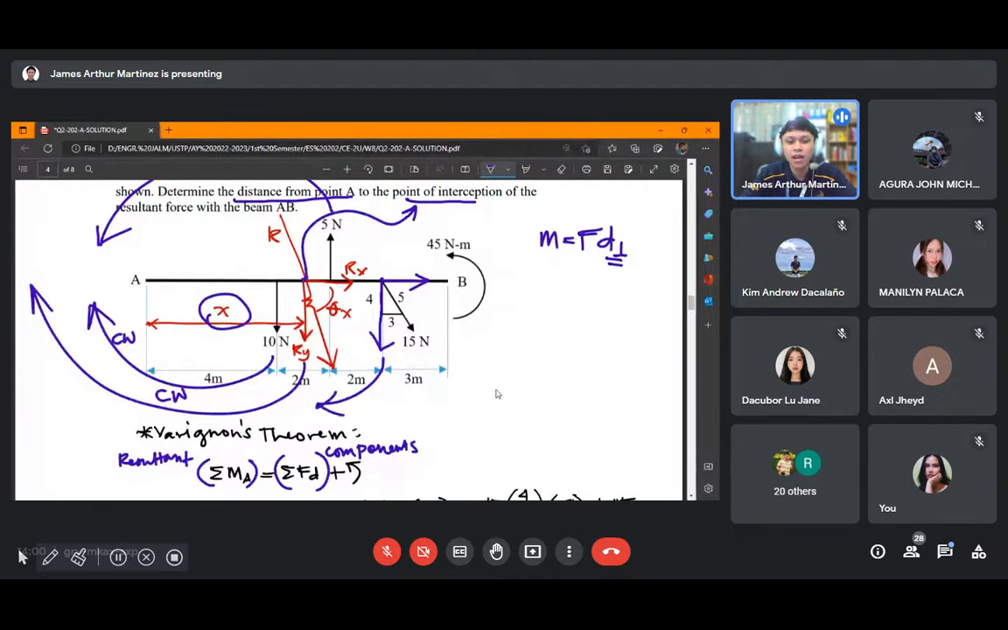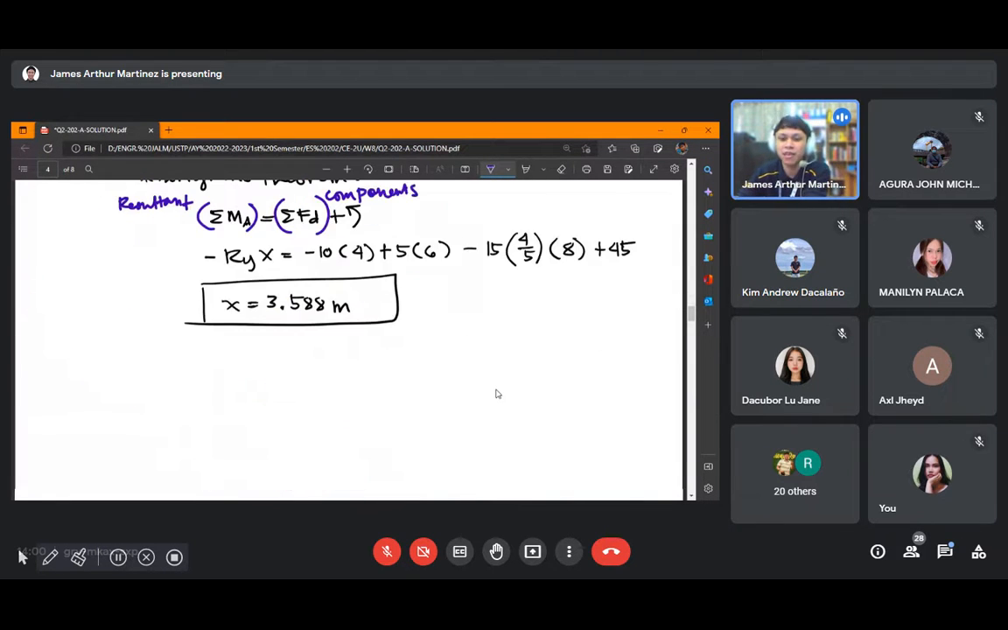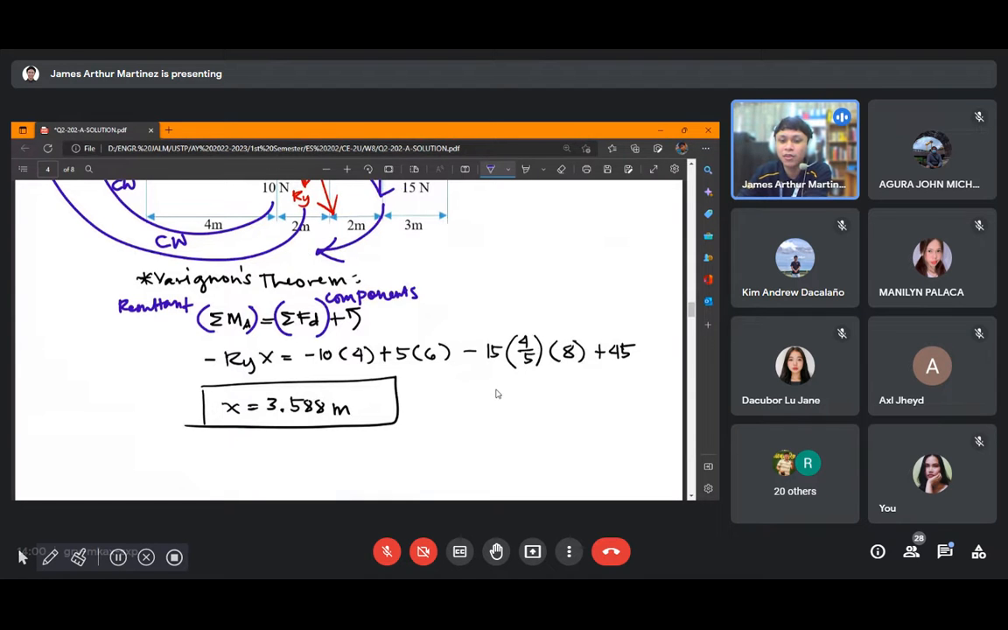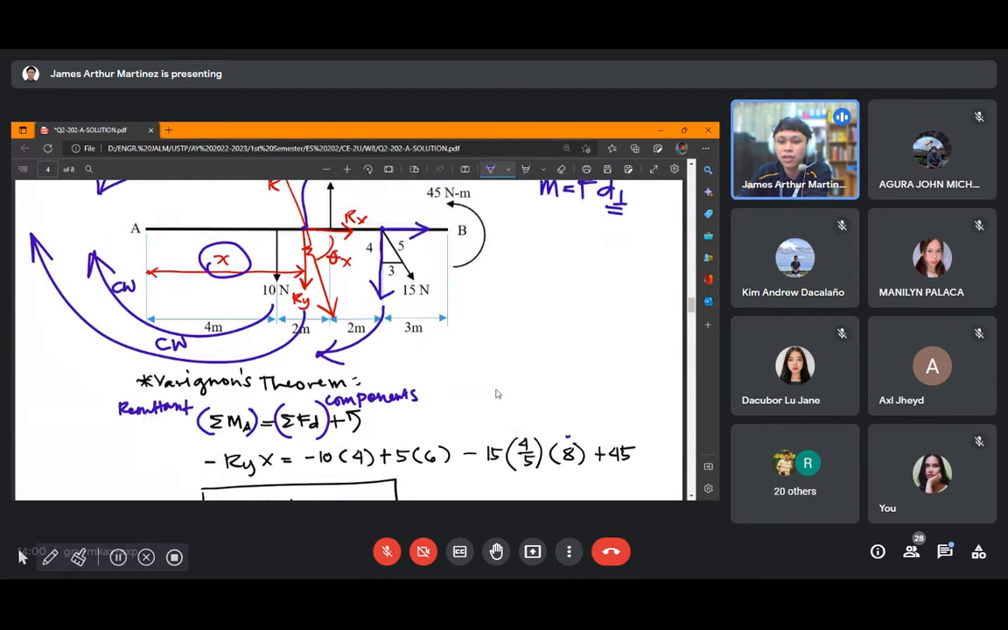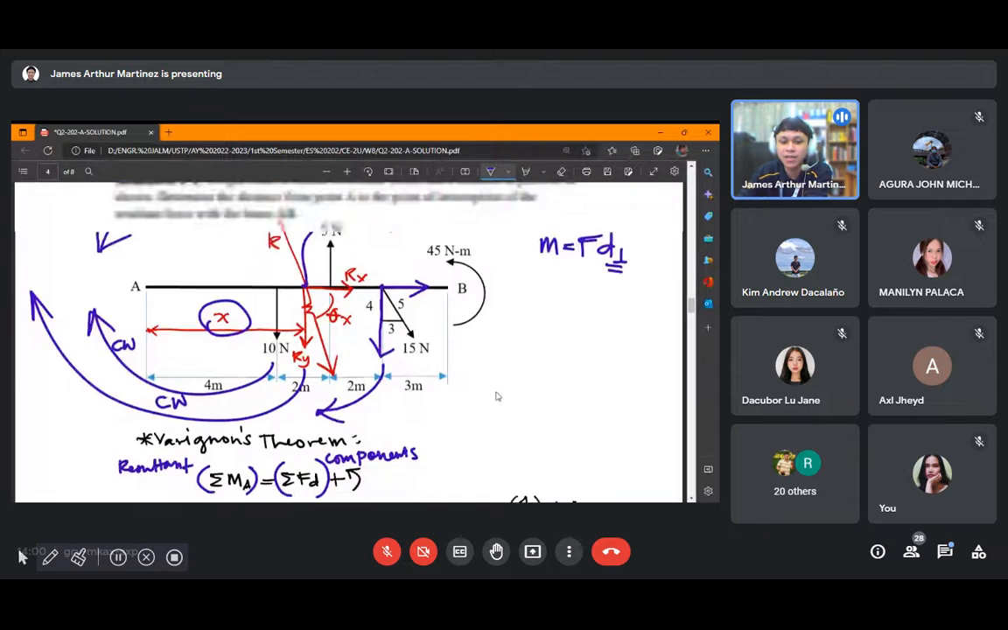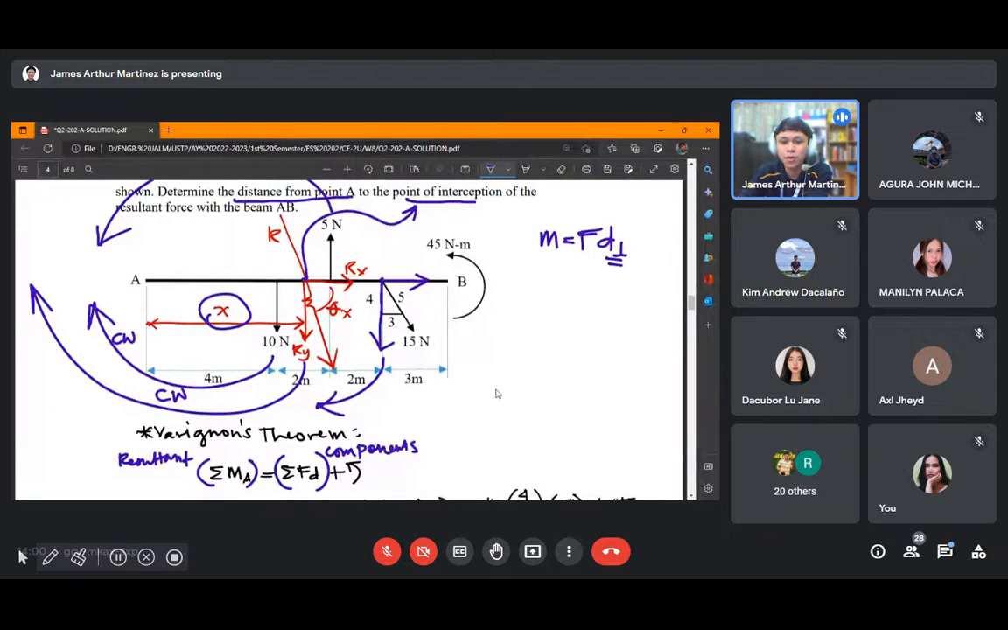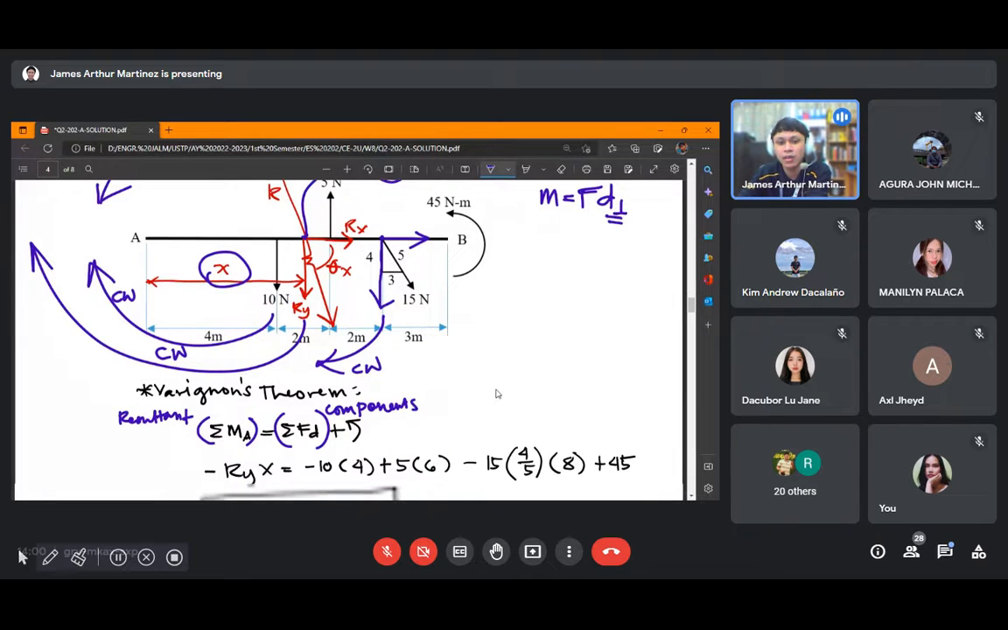And that is the Y component. So, 15 times 4 over 5, 4 over 5, yeah. So, 15 times 4 over 5 times 8. As mentioned, moment arm is 8. So minus, since the y component of your 15 newtons will tend to have clockwise rotation as well with respect to point A.